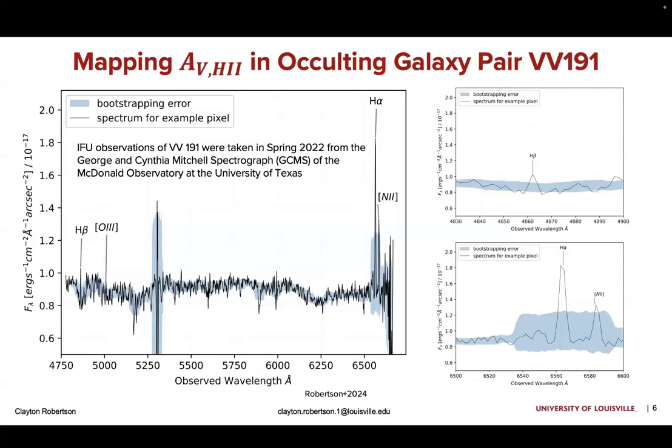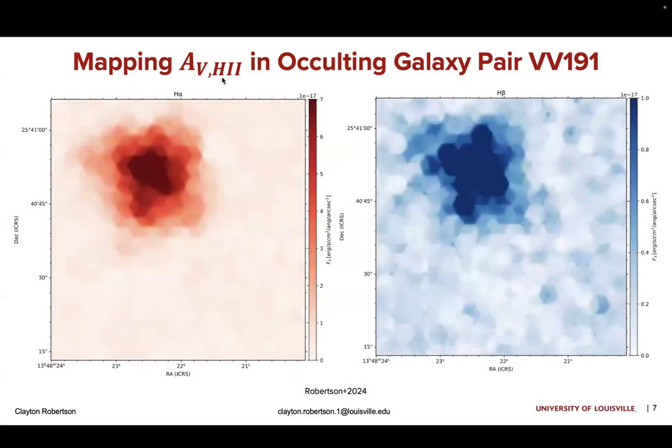So what we have here is two different ways to measure attenuation: one from nebular emission lines with a Balmer decrement, and the other from occulting galaxy pairs. Those are two very independent attenuation measurements. So the logical thing to do from there is to compare them. But before we do that, I want to give you the maps of H alpha and H beta from these guys.